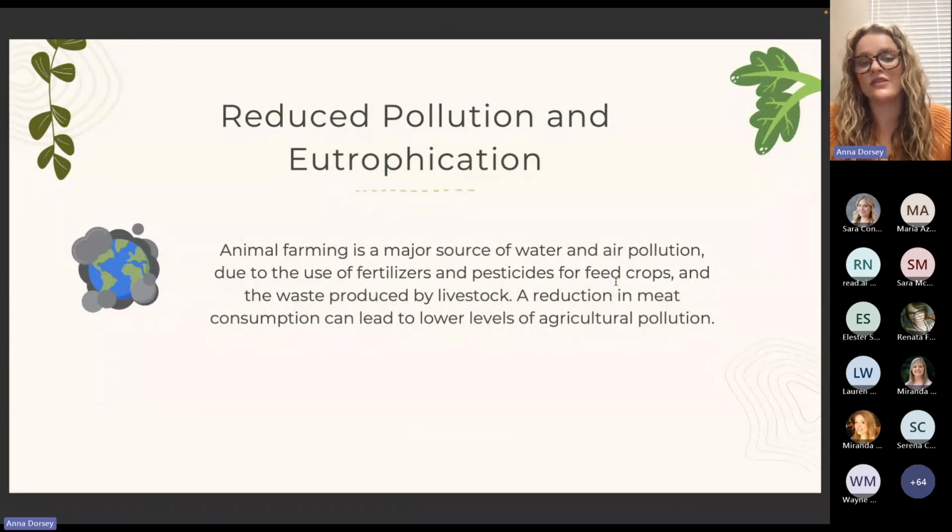And then the flexitarian diet is going to help promote reduced pollution and eutrophication. So again, we've talked about how animal farming is a major source of water and air pollution. This is specifically due to fertilizers and pesticides that are used for feeding the crops and due to the waste that's produced by the animals. And so when you reduce your meat consumption, it's going to lead to lower levels of this agricultural pollution.